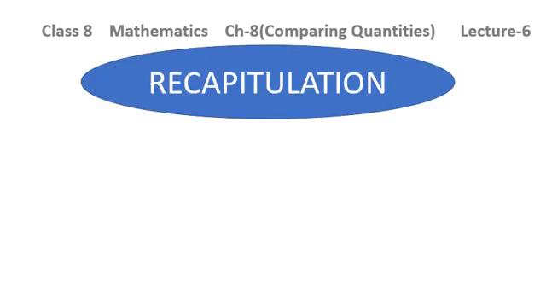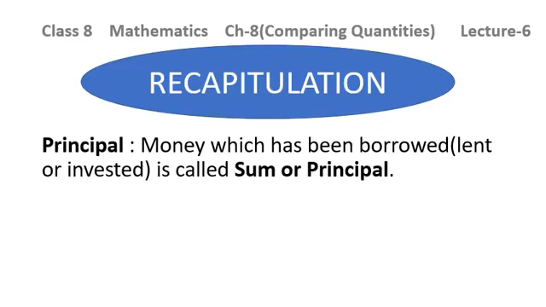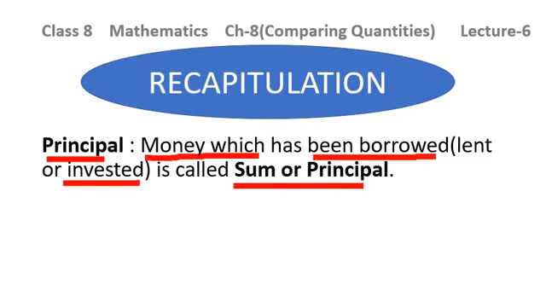Let us recapitulate. We have studied about principal. So what do you mean by principal? Principal is the money which has been borrowed, lent or invested, and it is called sum or principal. So the other name of principal is sum. Money which has been borrowed, lent or invested is called principal.